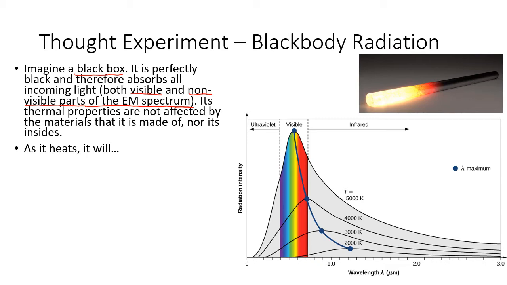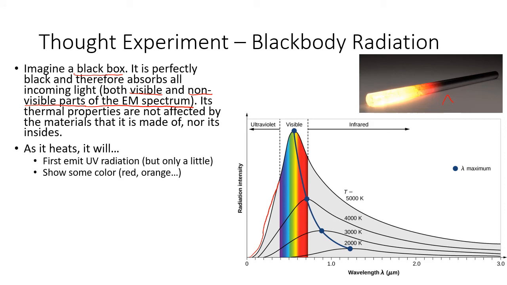So as it heats, it's going to go through several stages. First, it's going to emit a little bit of ultraviolet light. That's what we're seeing right here. You and I cannot see ultraviolet light, but some organisms can. Honeybees, for example, can see ultraviolet, but we can't. But as this black box heats up, it will first emit some ultraviolet. It will then show some color. You'll start to get a little bit of color being visible as it heats.